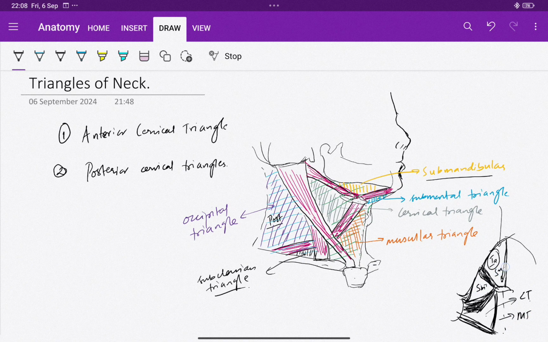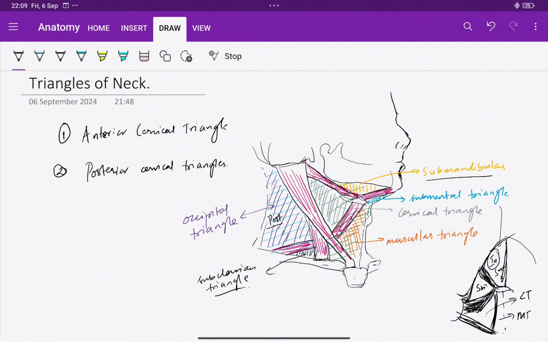This is the submental triangle, and the posterior triangle is subdivided into the occipital triangle, which is bounded anteriorly by the sternocleidomastoid muscle, inferiorly by the inferior belly of the omohyoid muscle, and posteriorly in the midline by the trapezius. And another is the subclavian triangle. The subclavian triangle is a small triangle, bounded anteriorly by the clavicular head of the sternocleidomastoid, and superiorly by the posterior belly of omohyoid.